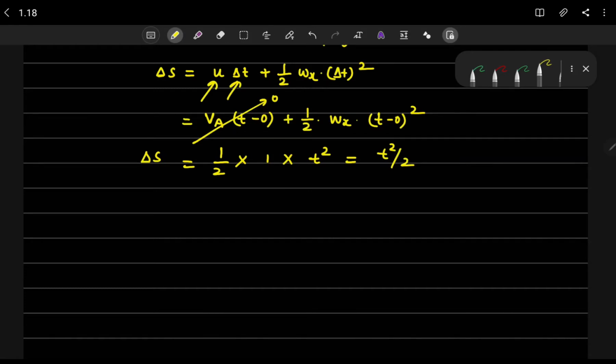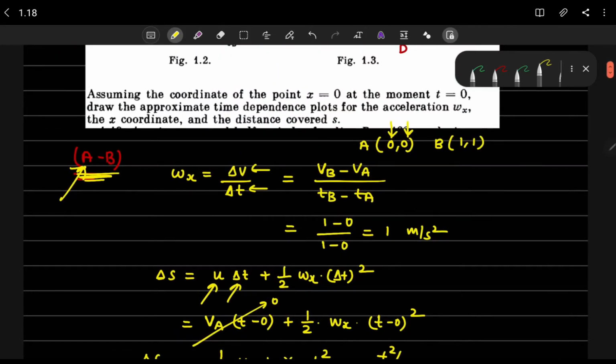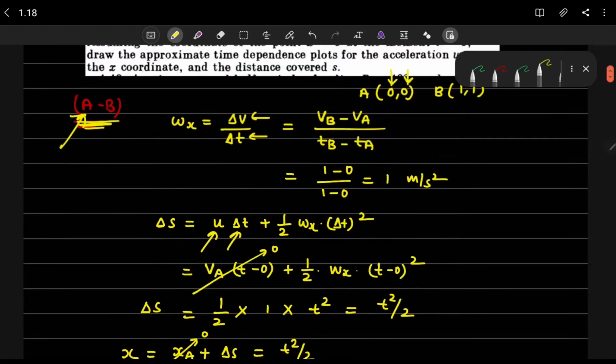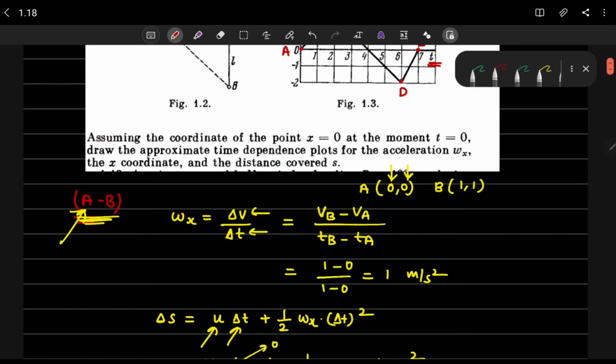Now if we want to find the position at any point between A and B, we can write x equal to xA plus delta s. xA is equal to 0 as given in the problem, so the position is t squared by 2. The position at point B, that is x at t equal to 1 second, is equal to half a meter. So this is the value we have got.